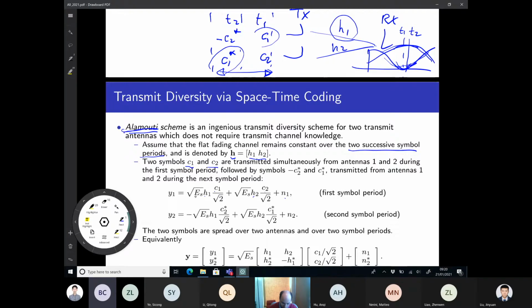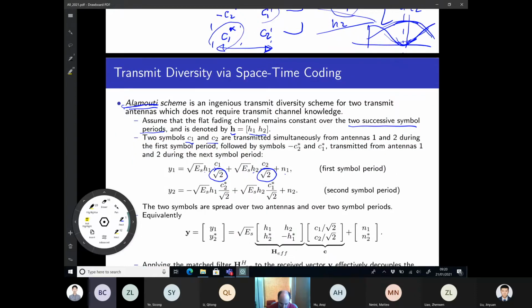Now I have my usual square root of ES, but I have here a square root of 2. The reason for this is that I want to normalize my transmit power. C1 and C2 are chosen, for instance, from a unit average energy constellation. But if I don't use the square root of 2, it means that I would transmit twice as much power as if I was transmitting only across one antenna. So I'm just normalizing with the square root of 2 in order to keep the transmit power constant, irrespective of the number of transmit antennas.